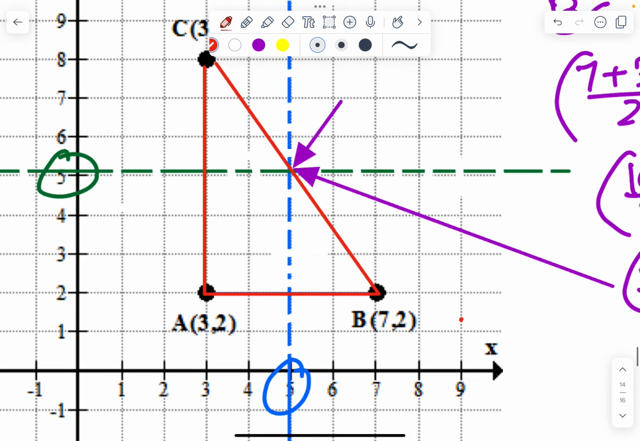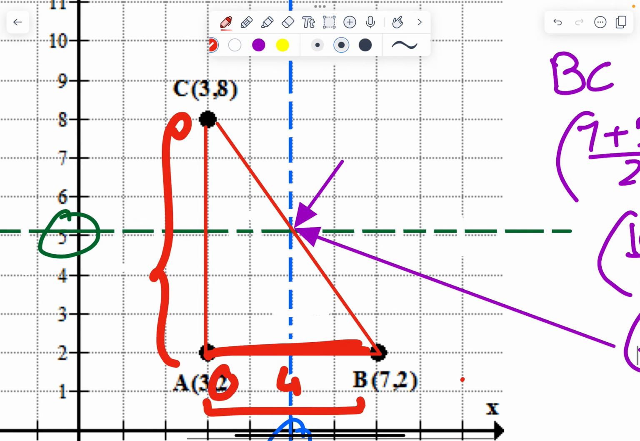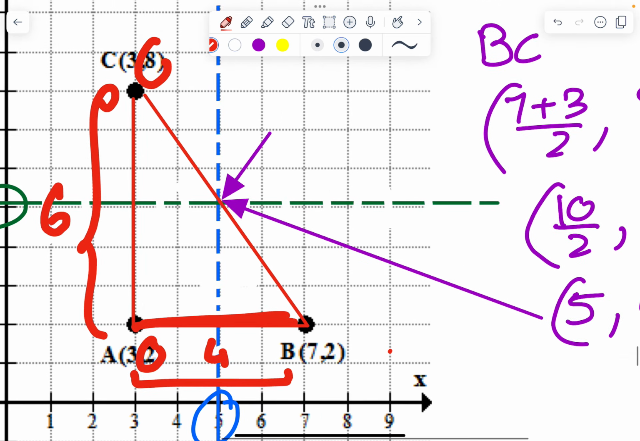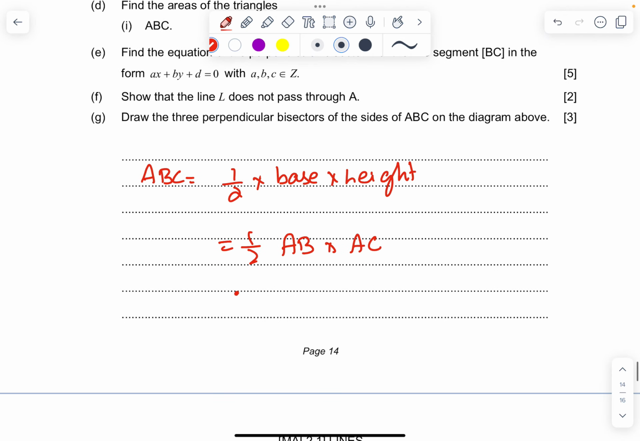Let's see that one. What is that? This is the base. So the base is nothing but, from 3 to 7, which is going to be 4. And this is the height, which is from 2 to 8, which is 6. So base is 4 and height is 6. So half times 4 times 6 is going to be 12.